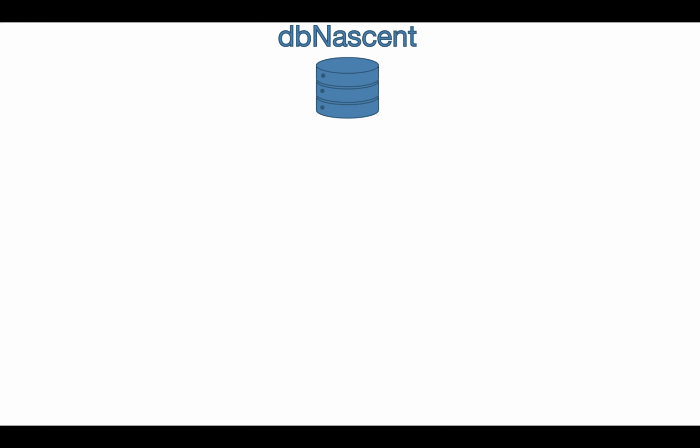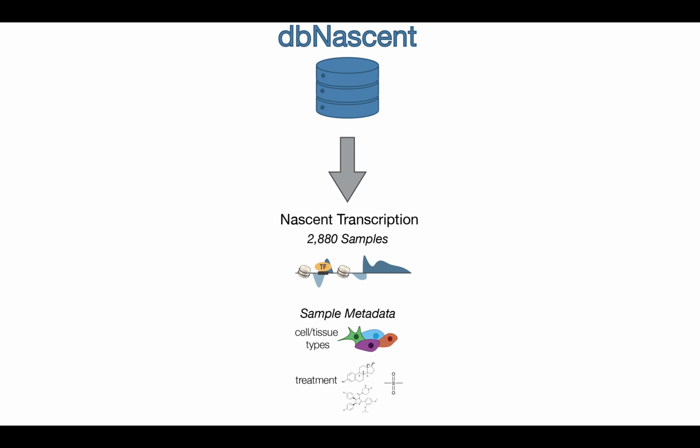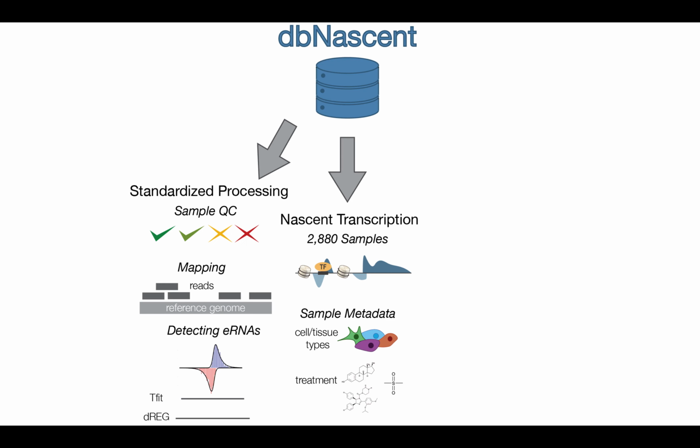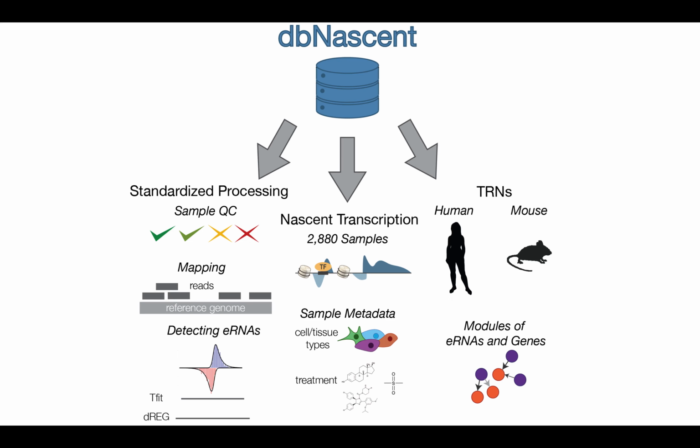So the Nascent database, or DBNascent, contains over 2,800 samples, and we've collected a lot of metadata associated with these samples. Furthermore, we've processed the samples using a standardized pipeline, and we've collected different metrics for each sample. And the goal is to have transcriptional regulatory networks for human and mouse data in the database as well, giving us a better understanding of how eRNAs and genes interact in different conditions.